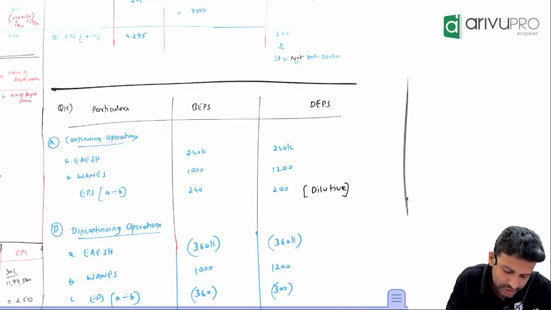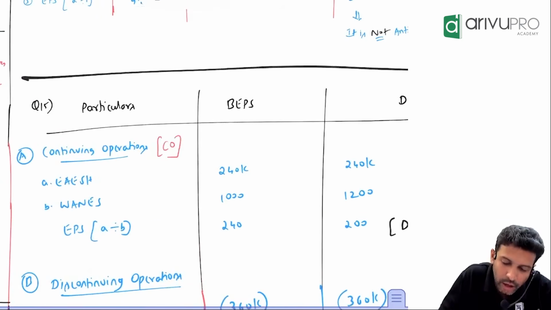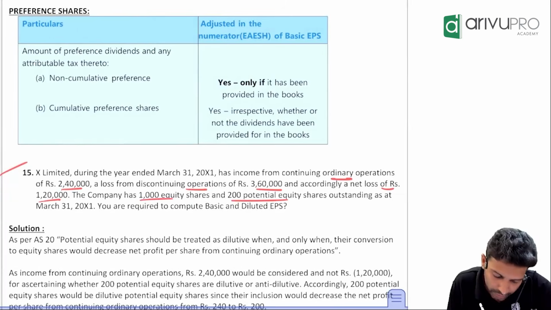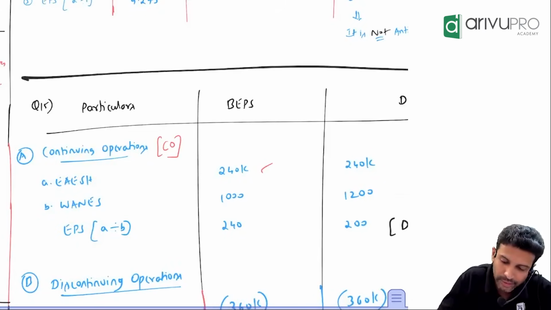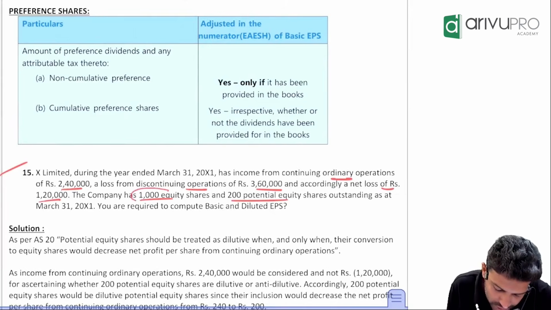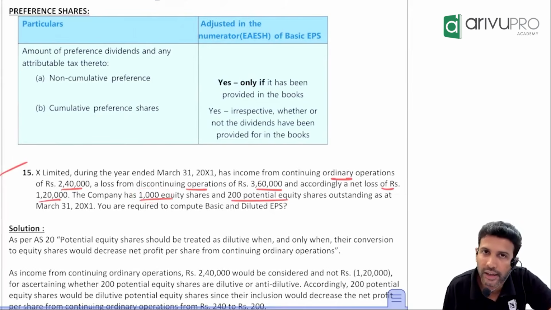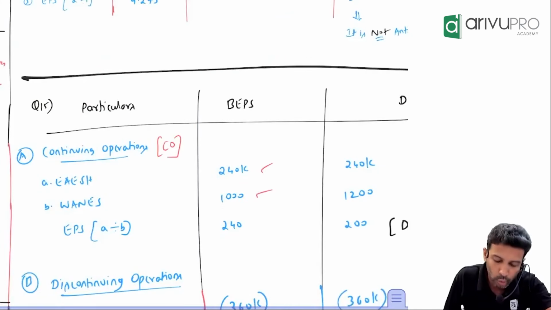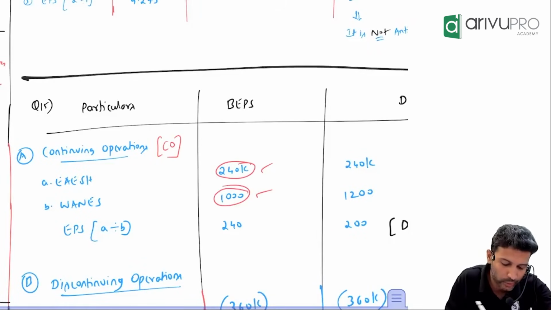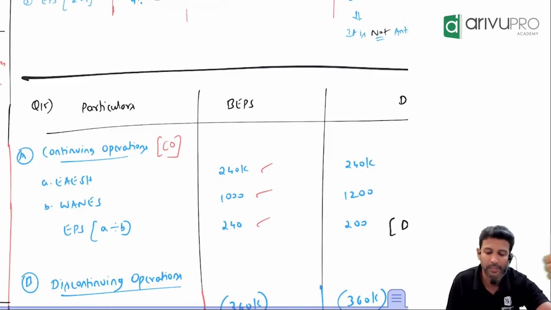First we will calculate for what? Continuing operation. CO we will calculate. From continuing operation, how much profit you made? 240,000. That I have ticked here. Basic EPS considers POS or ignores? Ignores. So basic EPS, you will only take the actual outstanding shares. How much is that? 1000. Date not given, so weightage drama there or not there? Not there. That means what is your weighted average number of equity shares? 1000. 240 is each, 1000 is weights.